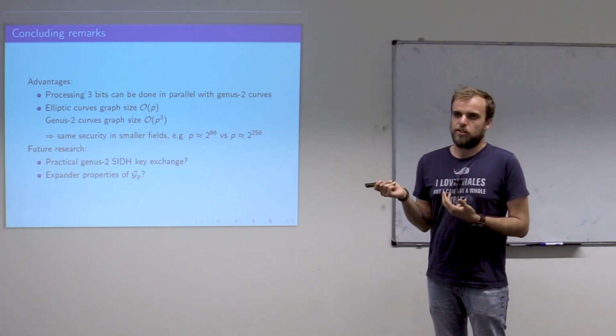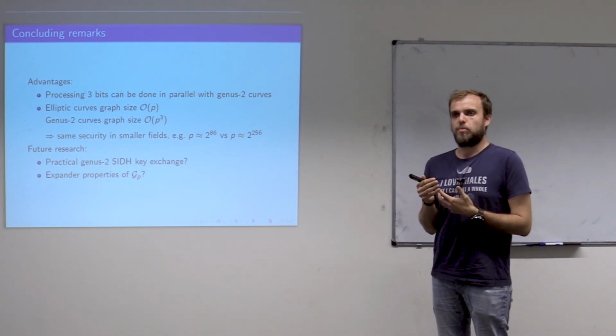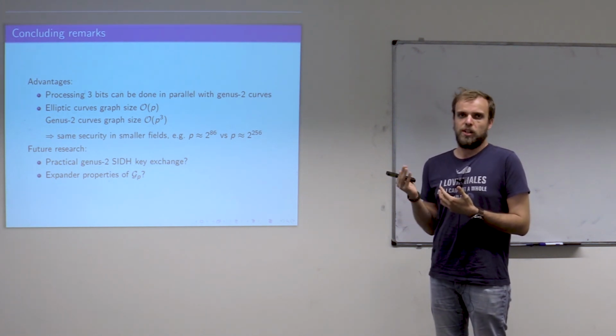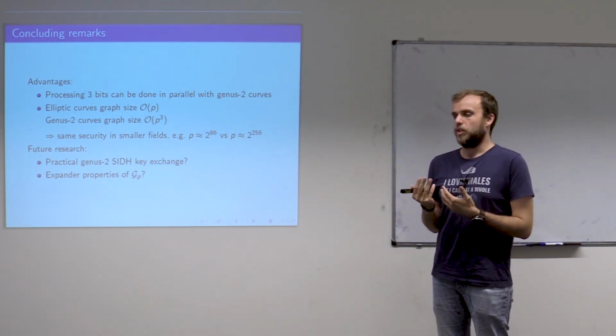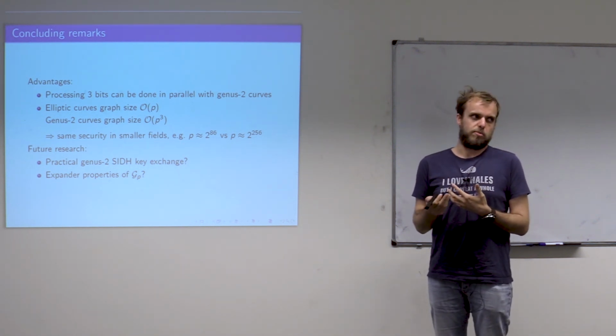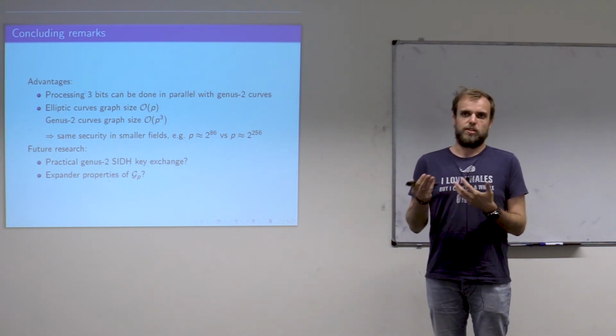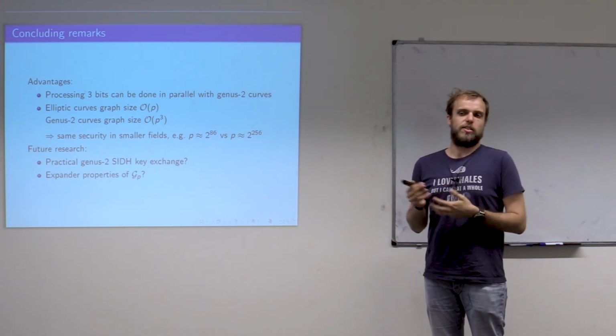And some other possible research as well, which is pointed out in our paper, is that some mathematical properties of our genus 2 curve graph are not yet proven. So for example, we are not sure about the exact expander properties of our graph, as well as some other things as well, which are too technical that I don't want to go into now.